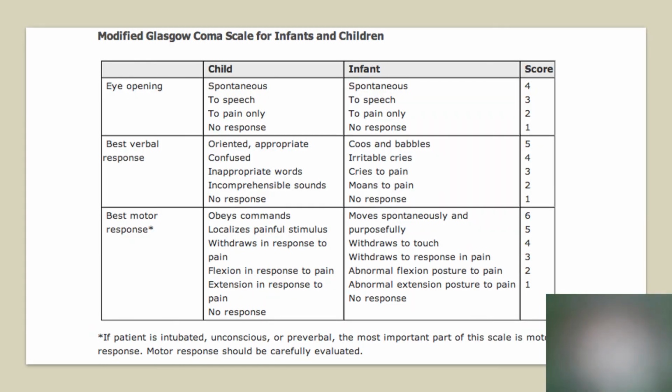This is a modified Glasgow Coma Scale for infants and children, and this would be something that we would be referring to should we be scoring an infant or a child where we have some concerns about neurologic compromise.